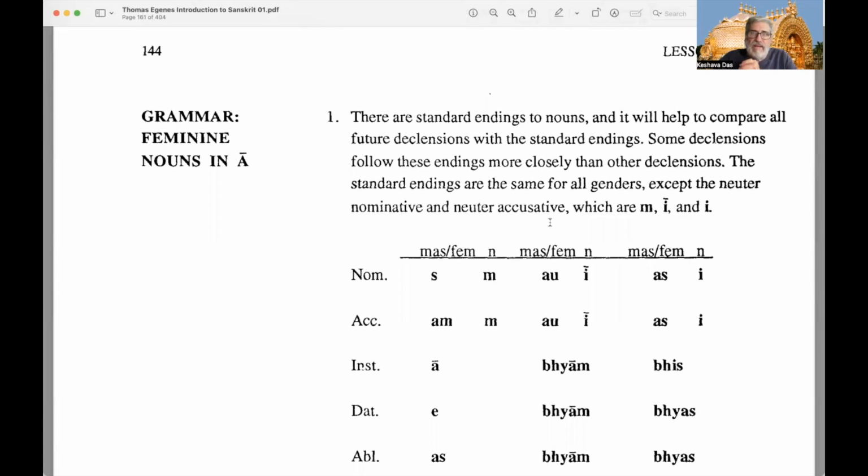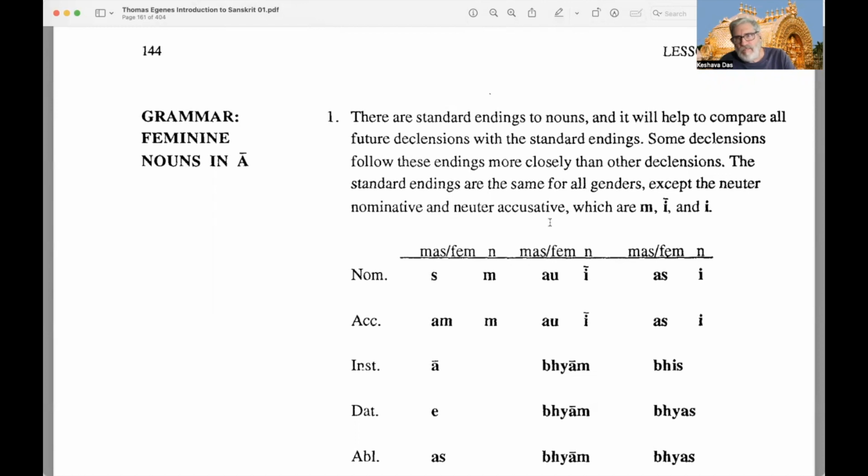All right. So there are standard endings to nouns, which we all know about. And so far, let's recap. What have we learned? We've learned A ending, short A ending masculine nouns, and we learned short A ending neuter nouns. The short A ending masculine nouns are usually listed as ending in the short A, which is somehow the nominative singular without the visarga. So when we talk about Rama or Nara, it's a short A ending masculine noun. The neuter nouns are usually spoken of with the short A, but also with an M on the end of it, which is their actual nominative singular.